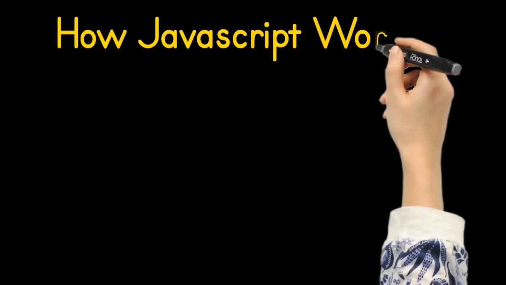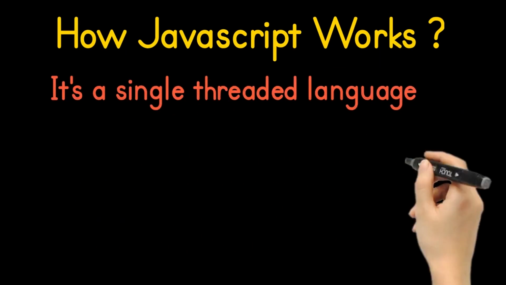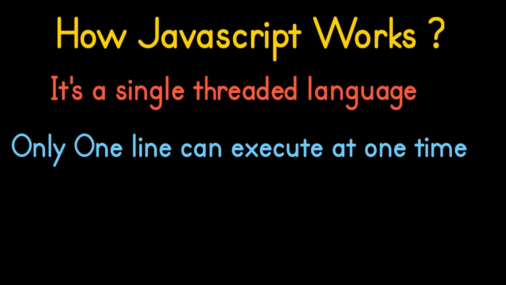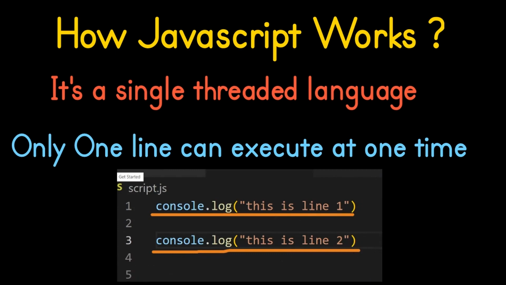Now guys, before understanding the event loop, we need to understand how JavaScript works. So basically JavaScript is a single threaded language, which simply means that only one instruction, only one line of code can be executed at one time. You can see in the image we have two console log statements, printing out this is line 1 and this is line 2. So these two statements will be executed sequentially. At one time you can only execute one instruction in JavaScript.